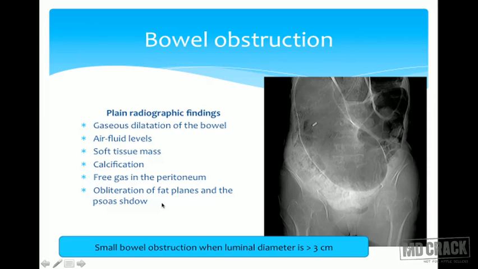Free gas in the peritoneum would mean that the dilated bowel has led to bowel wall ischemia and there has been a perforation, or probably there has been a perforation and because of which there has been ileus. It can be the other way around. Small bowel obstruction is suggested when the diameter of the small bowel lumen is more than 3 centimeters. So over here, what we see is actually a dilated large bowel, and this patient had a stricture at the lower part of the descending colon due to carcinoma.